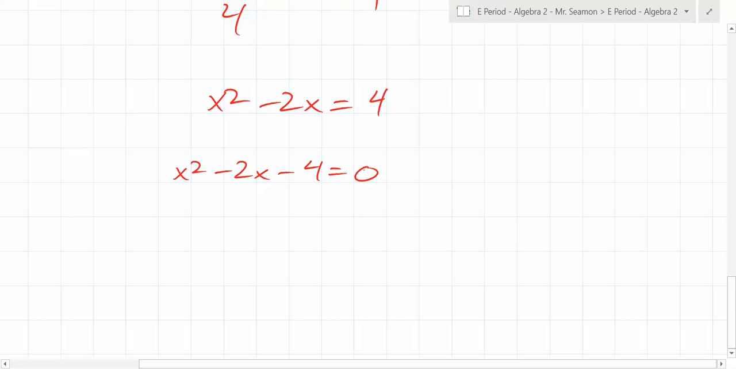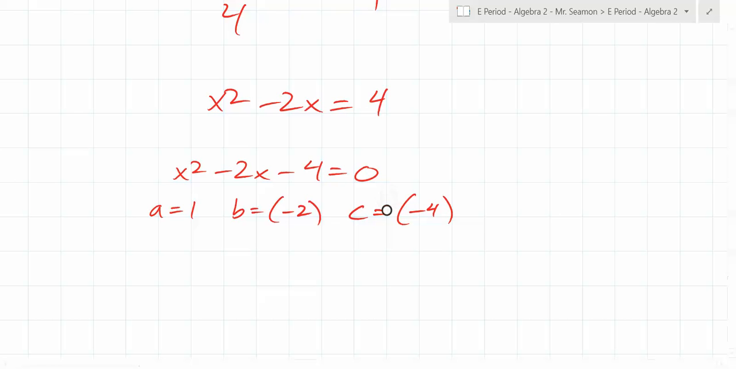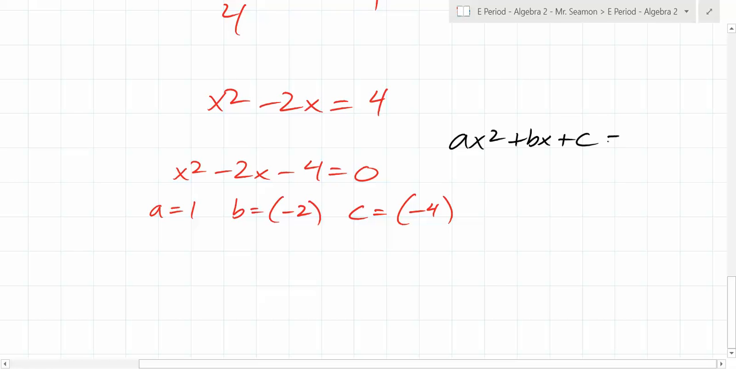And it really looks like maybe you could do this by factoring, but no. What's a equal to, Aubrey? 1. B? Negative 2. C? Negative 4. Remember, standard form, this is really important, is ax squared plus bx plus c. So if it's minus 4, it's going to be minus 4 for the c. So at this point, you find the discriminant.